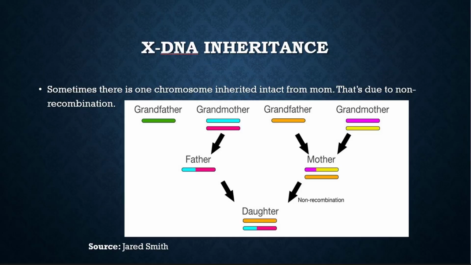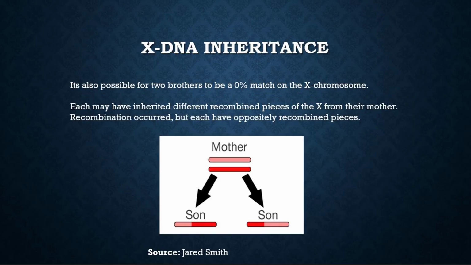There also could be a case where mom gives part of her X DNA to one son in a split that's a completely different split from the other son, so these two sons don't match anywhere on the X DNA. So you're looking at the X DNA result on GEDMATCH and you're saying, wait a minute, they're a zero match. Or maybe they're a 2 or 3 centimorgan match, just a very small overlap.